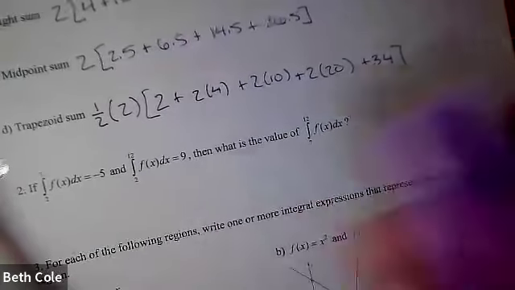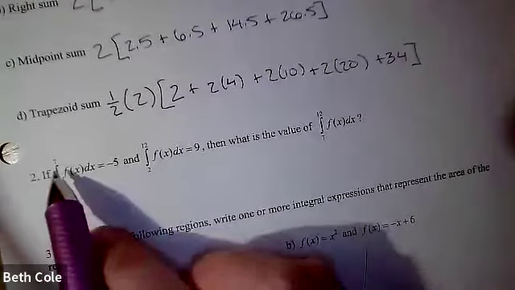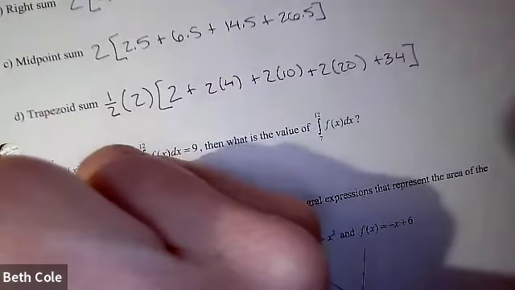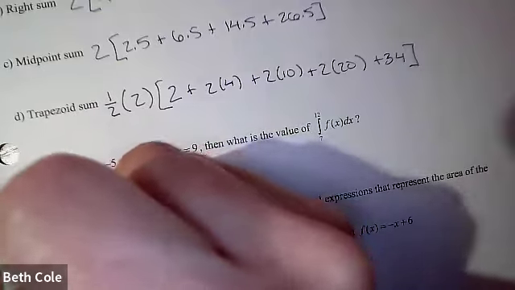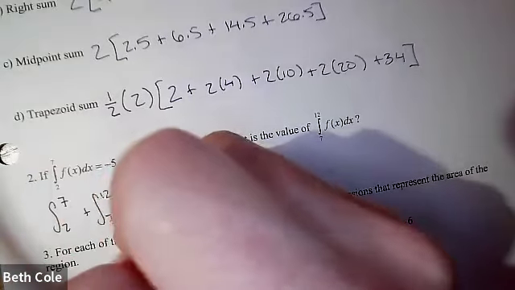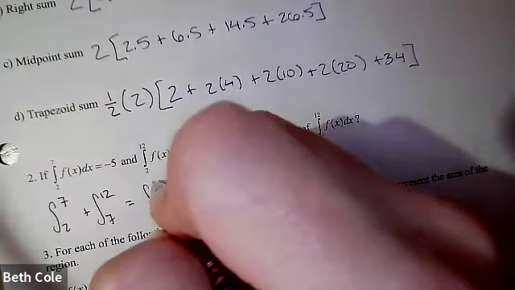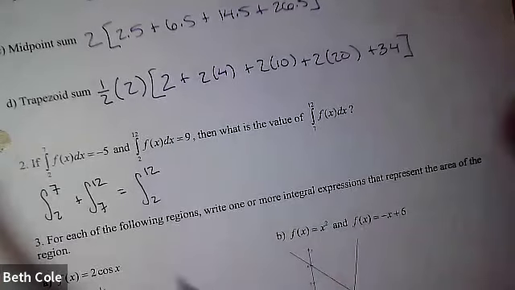All right, for this one, we're going to use our properties. We're going from 2 to 12, but we have a break at 7. So if you want to write it out, if you go from 2 to 7 plus from 7 to 12, that's going to give you the length from 2 to 12. So think like a road trip where you have a break at 7.